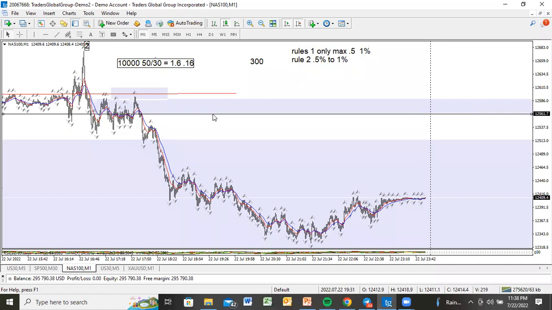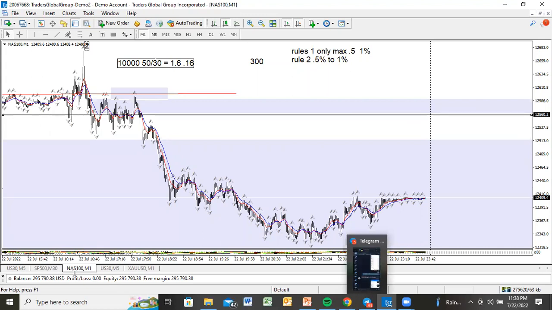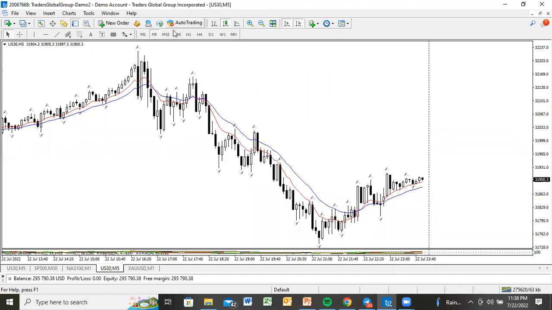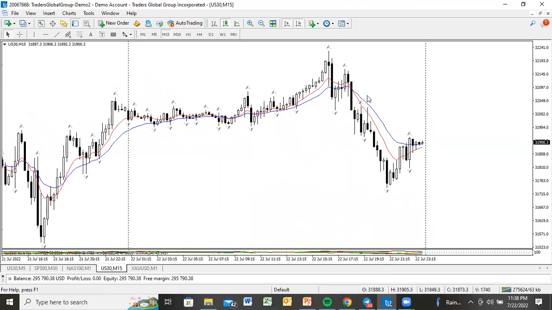Wow, we caught it. Oh, we're looking at NAS. Never mind, this is not US 30, but they practically moved the same. It doesn't matter. Let's go to US 30 real quick. No wonder you look weird. Okay, now that makes sense.